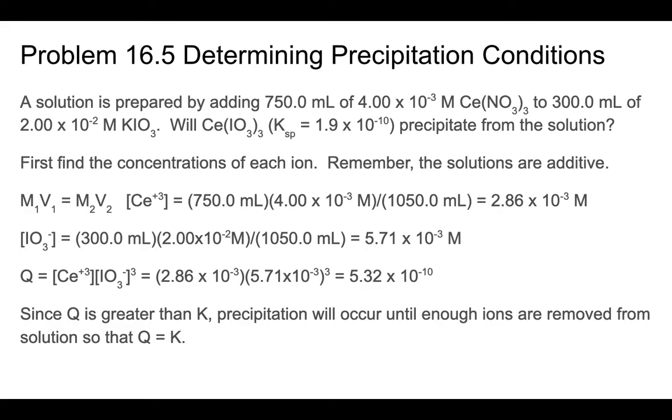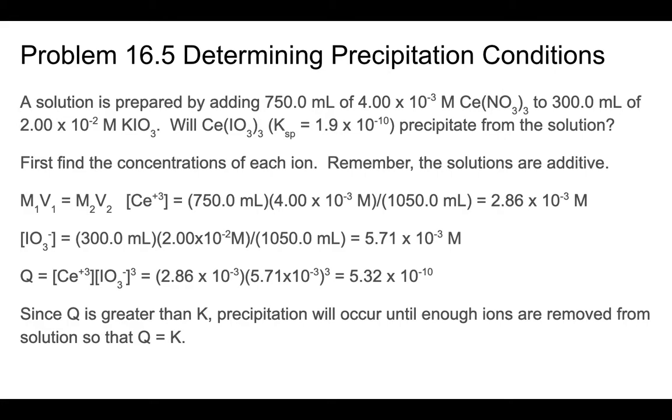The Ksp for cerium iodate is 1.9 times 10 to the minus 10. So that's a small K. There's a very good chance we might form a precipitate by mixing these ions, but these ions do have low molarities. So first, let's find out what the concentration of each ion is.